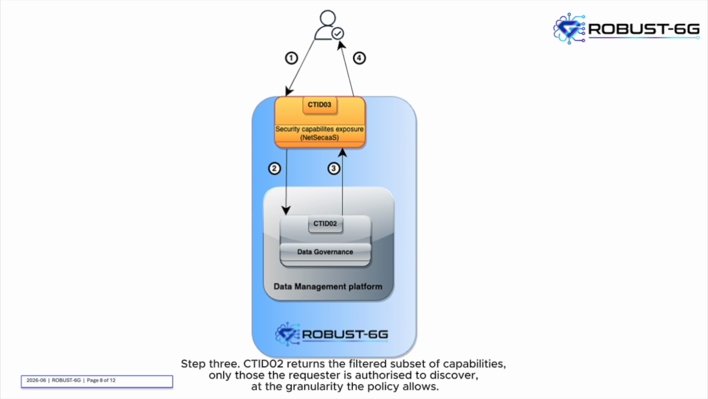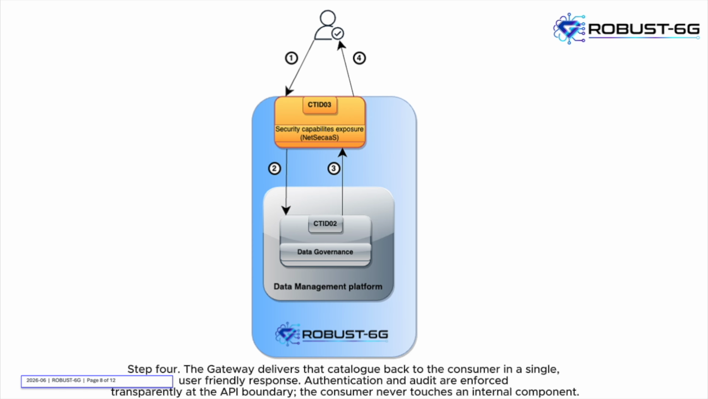Step 3. CTIDO2 returns the filtered subset of capabilities, only those the requester is authorized to discover at the granularity the policy allows. Step 4. The gateway delivers that catalog back to the consumer in a single, user-friendly response. Authentication and audit are enforced transparently at the API boundary. The consumer never touches an internal component.